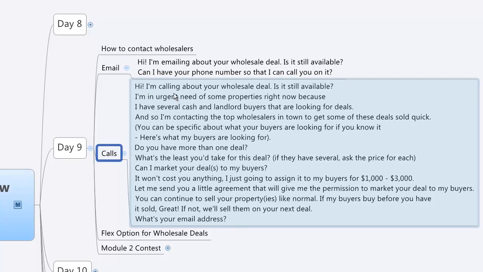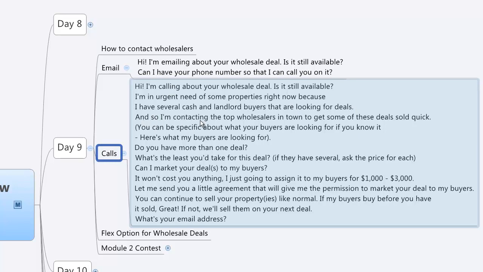Here's what I say in this call script. "Hi, I'm calling about your wholesale deal. Is it still available? I'm in urgent need of some properties right now, because I have several cash and landlord buyers that are looking for deals." I hope by now you have these buyers that you found from last week. If you haven't, make sure you do your homework from last week.